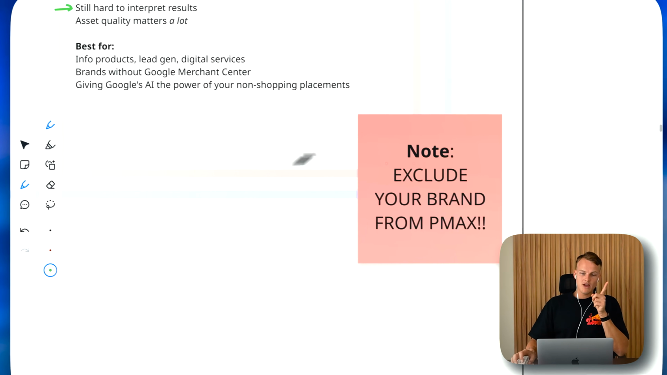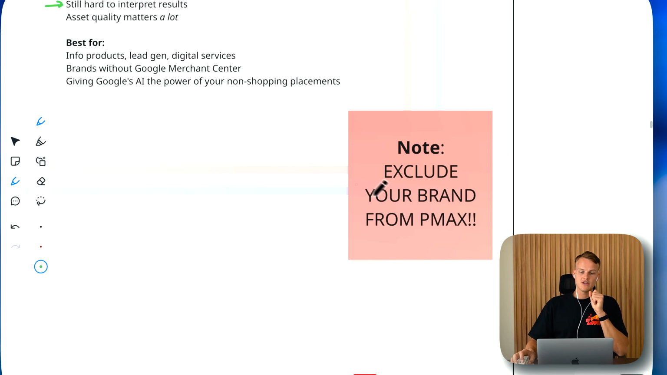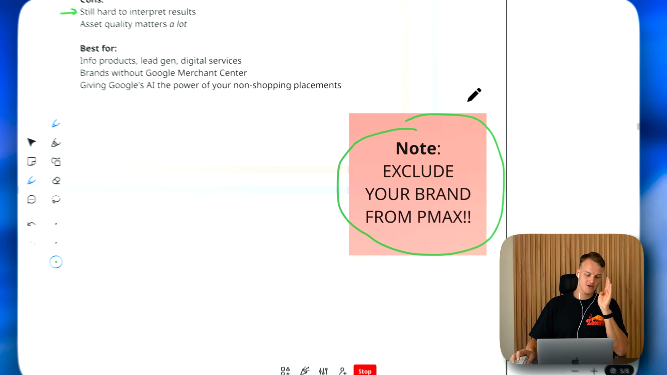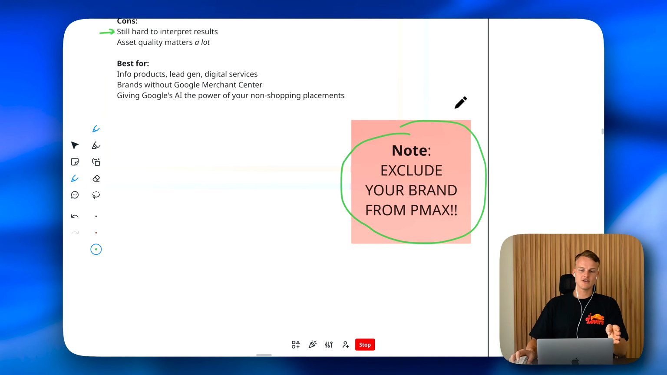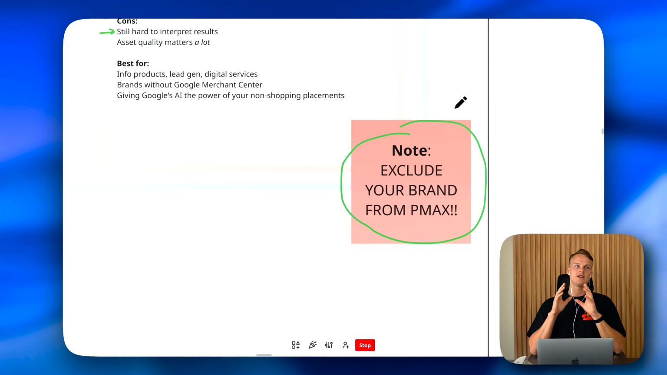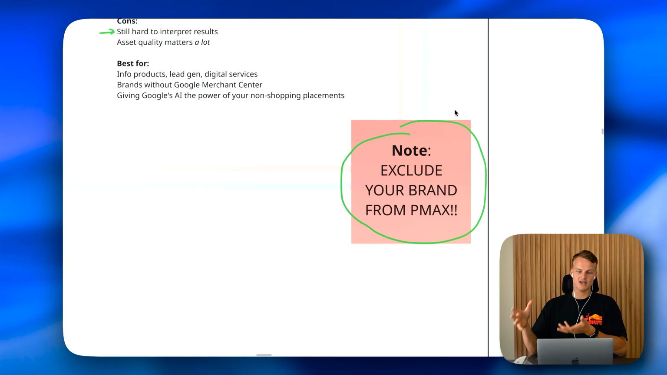There's one very important note to be made here, which is always exclude your brand from Performance Max, because Performance Max generally goes after the easiest conversions, the easiest sales to generate, right? And if somebody's looking for your brand name specifically, there's a very high likelihood that that person wants to buy something from your brand specifically.